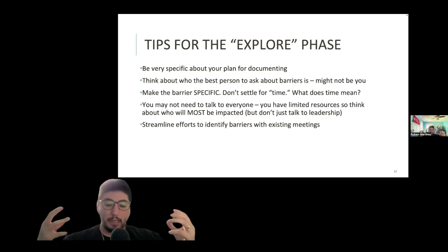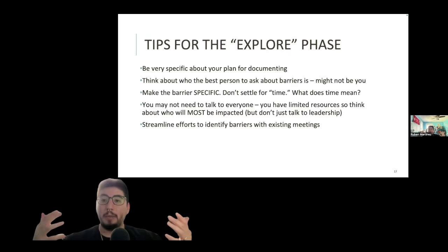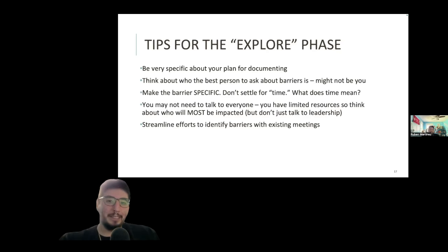Adding the burden of implementation onto somebody's job can be a challenge. It's not always a good thing and typically isn't a good thing.